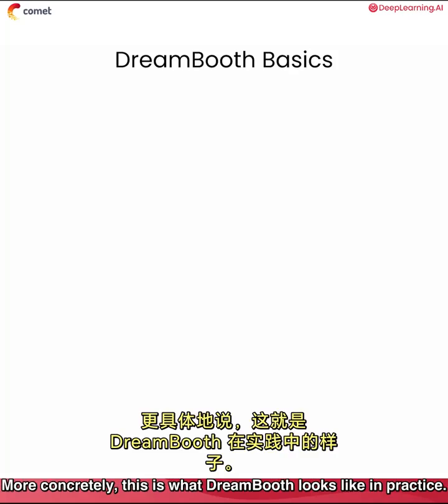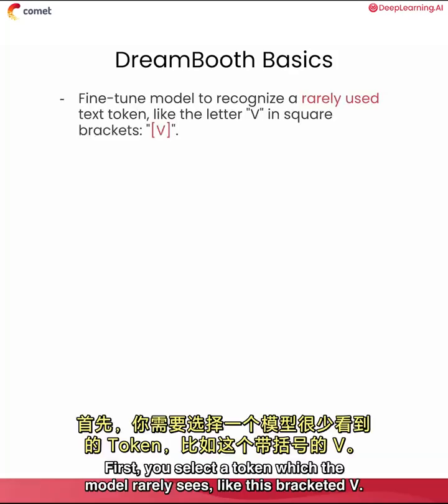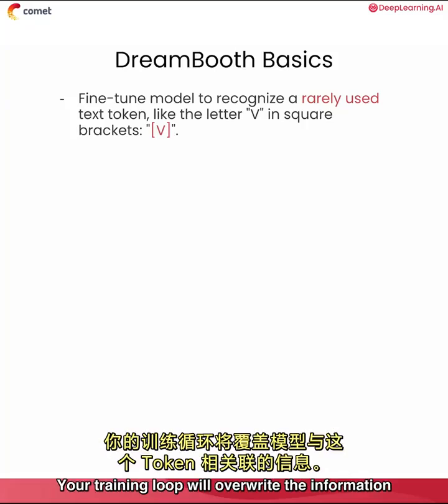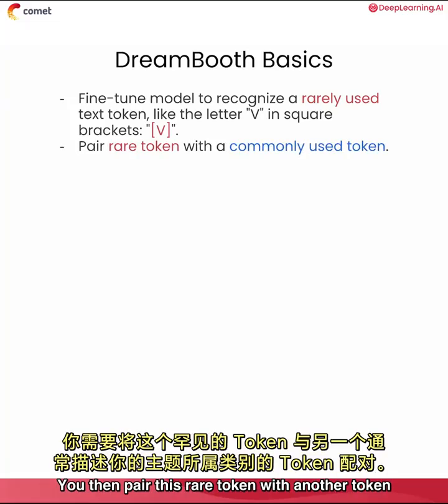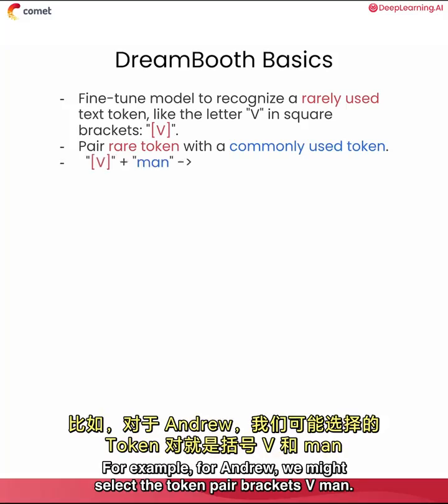More concretely, this is what Dream Booth looks like in practice. First, you select a token which the model rarely sees, like this bracketed V. Your training loop will overwrite the information the model associates with this token. This is similar to many other techniques for altering diffusion models you might run into. You then pair this rare token with another token that generally describes the class which your subject belongs to. For example, for Andrew, we might select the token pair brackets V man.